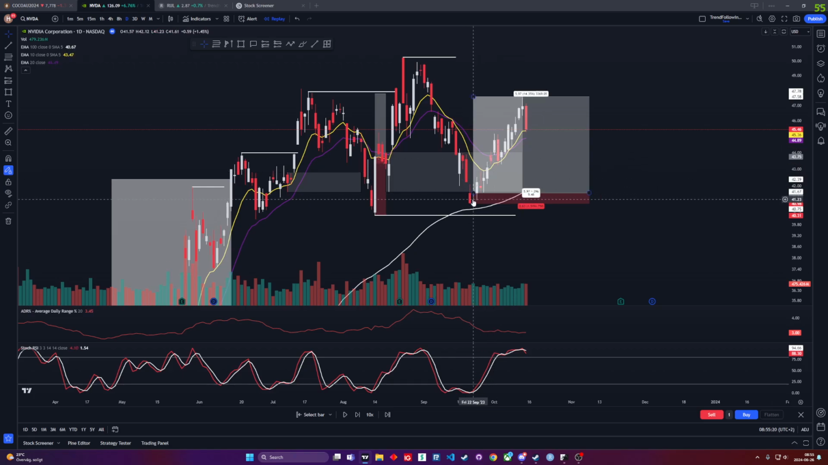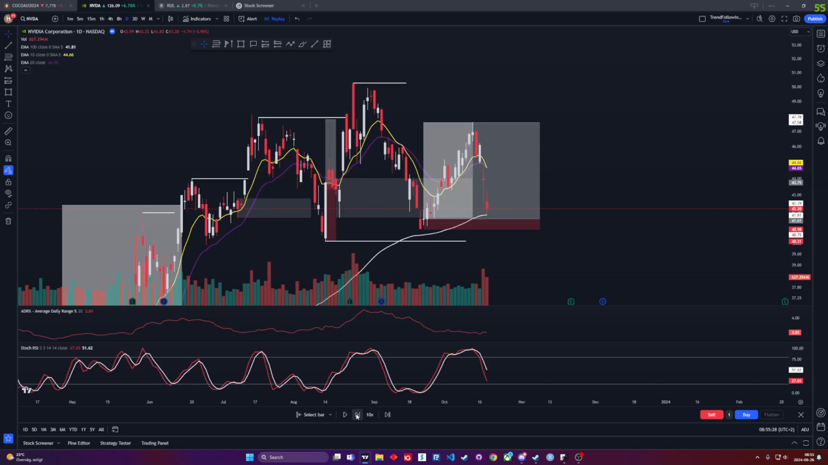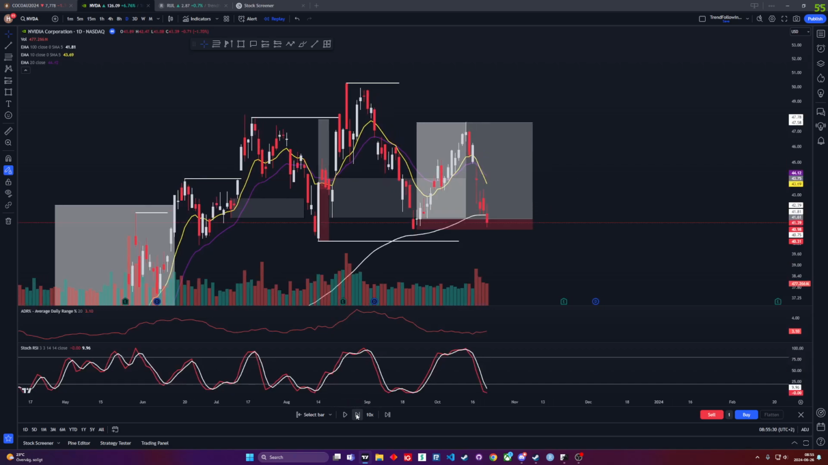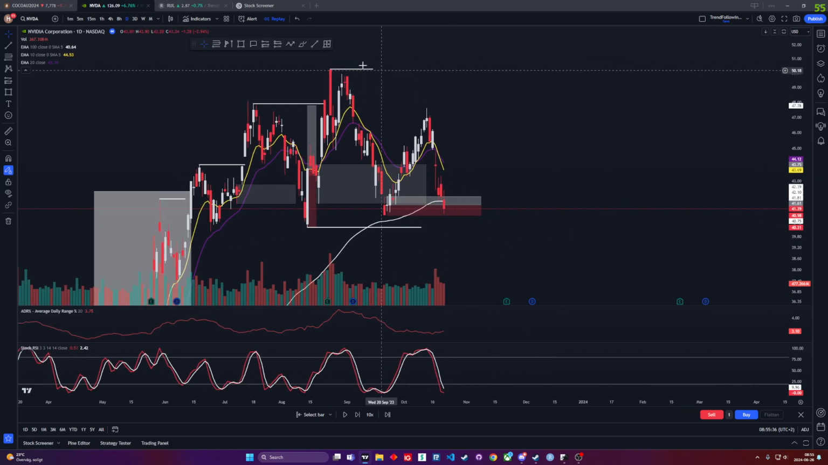Price comes back in the zone. We get the stochastic cross. And we exit again at around break even. So this looks like a typical consolidation situation. We have to mark out the new structure.